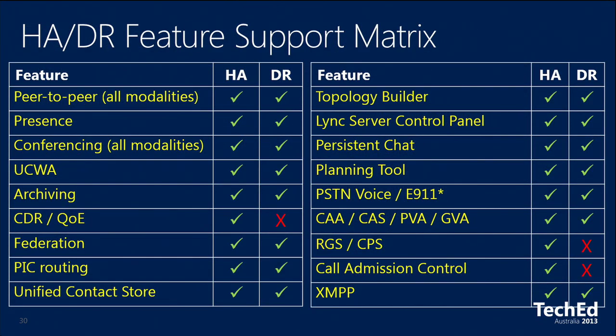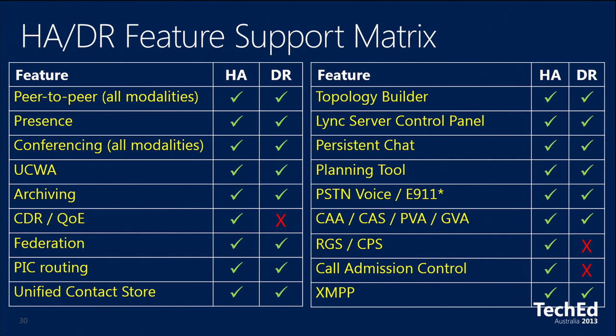When we look at the differences between high availability and site resilience or disaster recovery, what is the functionality provided in a server failure? In HA, we're talking about an individual component, whether it's a back-end server or a front-end server. We can see that we have all functionality. Clients do not notice, they do not sign out or sign back in. They will just automatically work in the case of one of those failures inside of a pool itself.